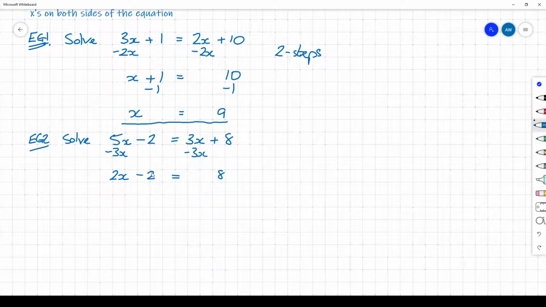Right, now I've got 2 digits to get rid of, the minus 2 and the 2. And this is basically like the second video, the 2-step equation video, because that's what I've turned this equation into. I've turned it into a 2-step now. So I've done 1 step. It was 3 steps, now it's 2 steps.